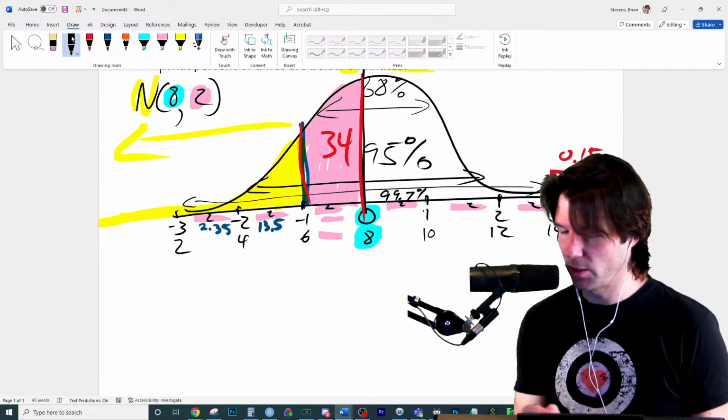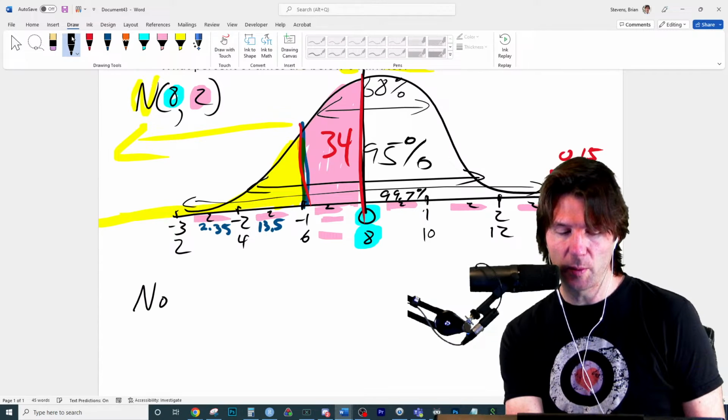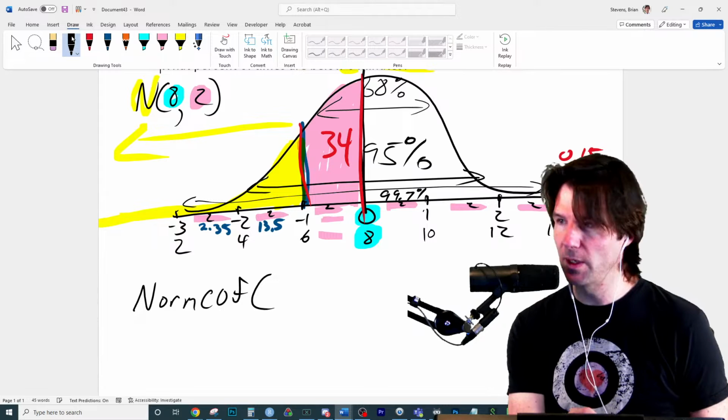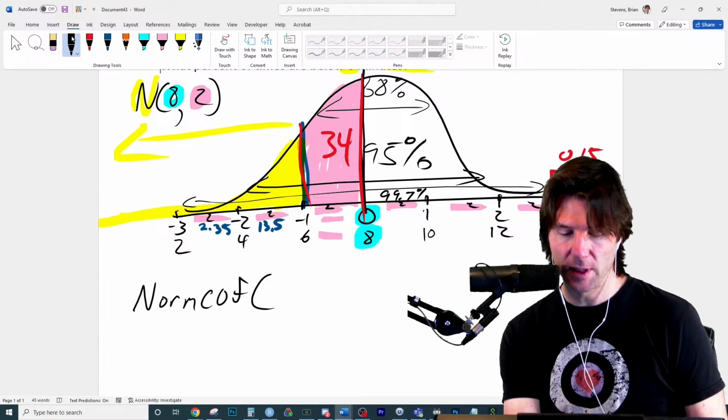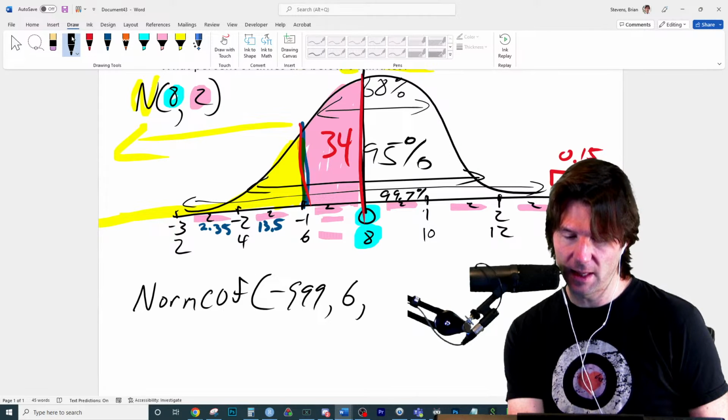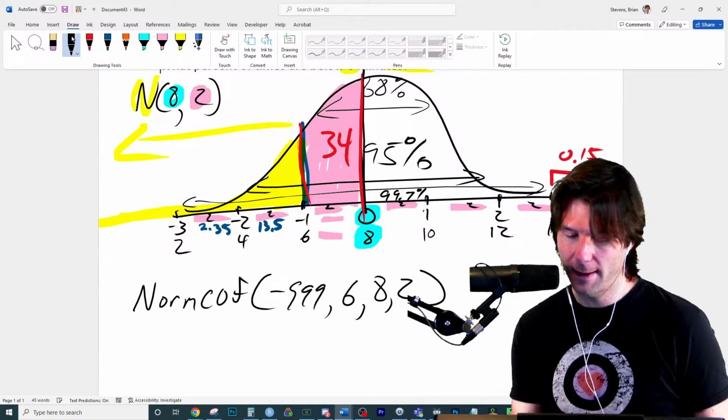And then we're going to do Abby's question next. But if you wanted to solve this on the calculator, it'd be norm CDF, and then you would enter your lower and your upper. So enter negative 999, comma 6, comma, I think this is right, mean, standard deviation, so 8, comma 2. I think that's right.